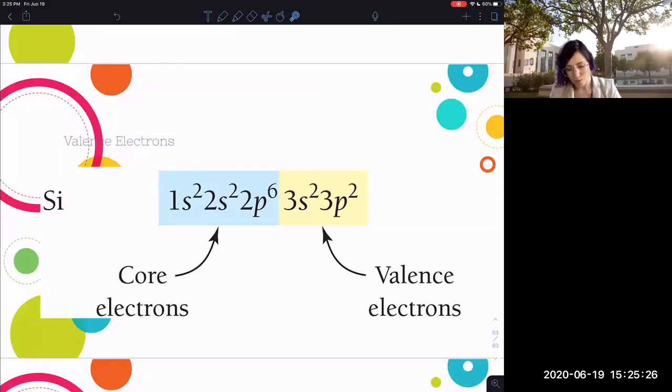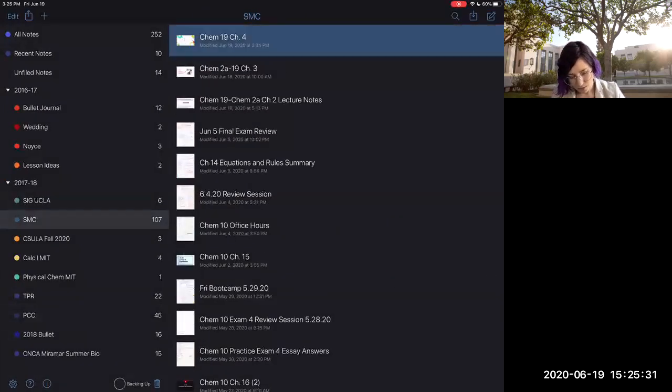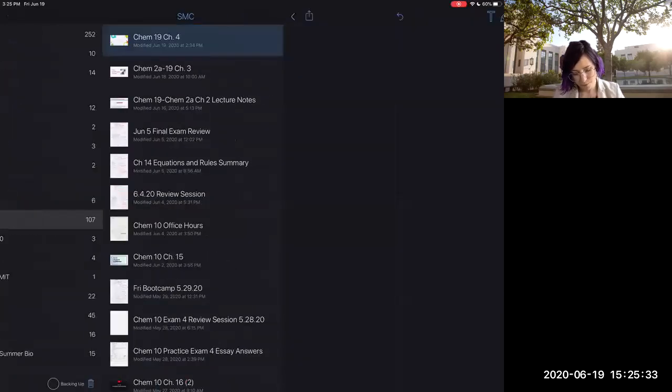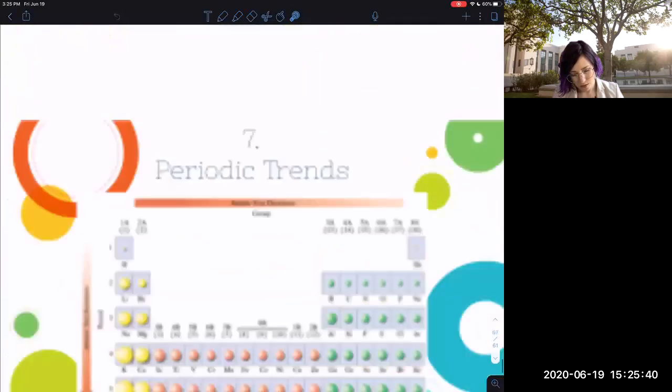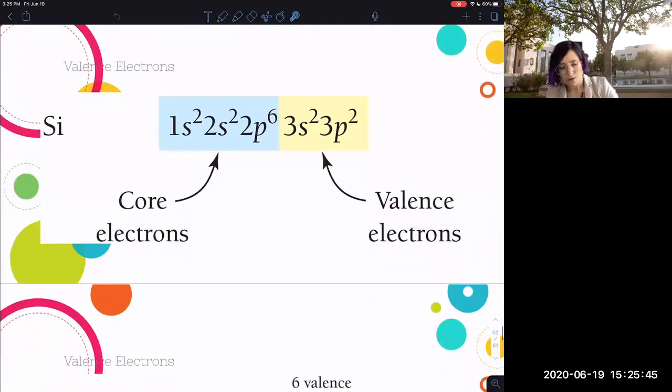So with our valence electrons, go back to here. So valence electrons are the electrons on the outermost energy level. And these are important because they're on the outside. They're in the highest energy level.